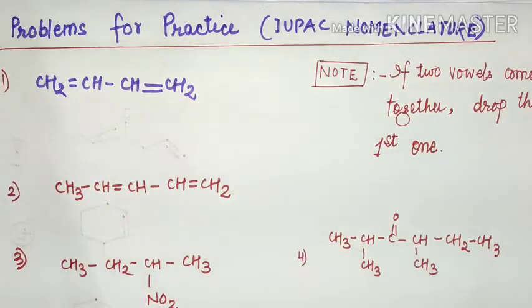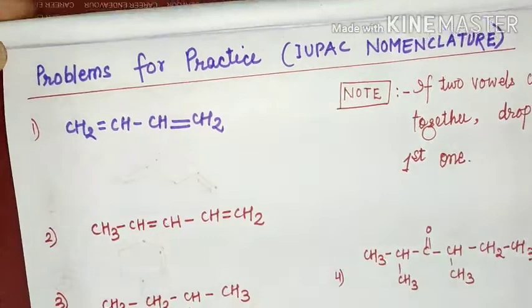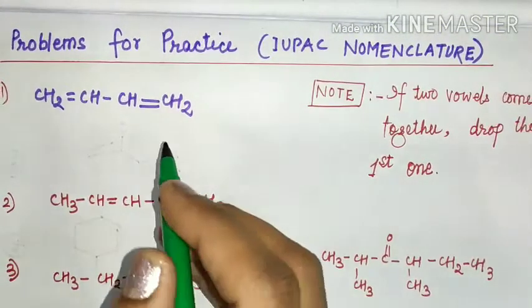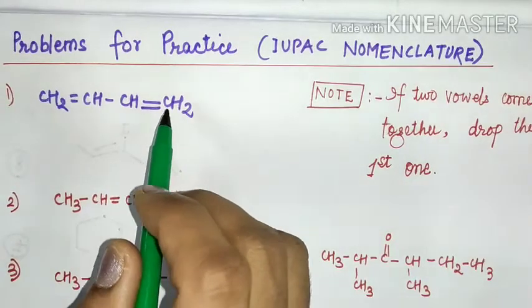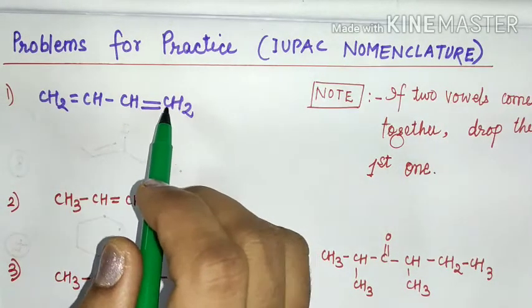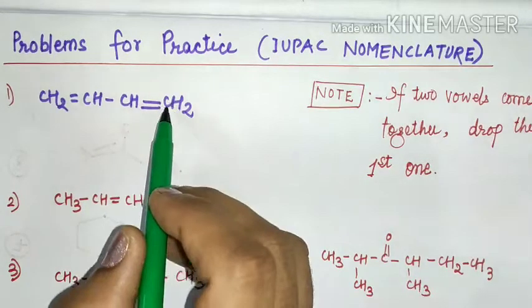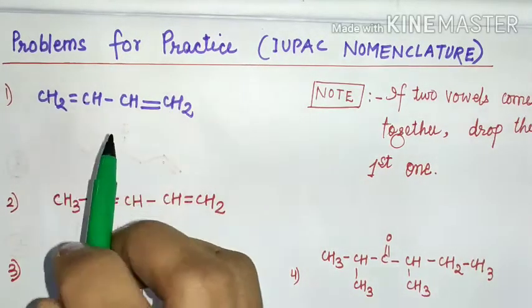Hello everyone, in this video we will write IUPAC names of some organic compounds with the help of rules which we have learnt in the previous video, that is part 1 of IUPAC nomenclature. So let's begin. We will start from example number 1. The first rule for writing the IUPAC nomenclature is select the longest continuous chain of carbon atoms, and our chain is 1, 2, 3, 4 carbon atoms.